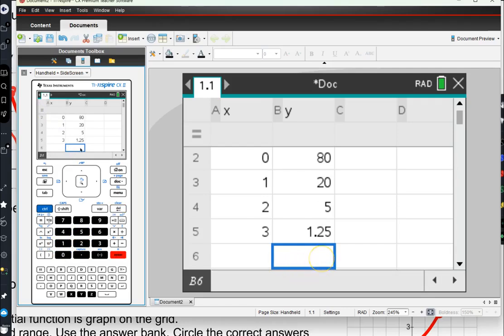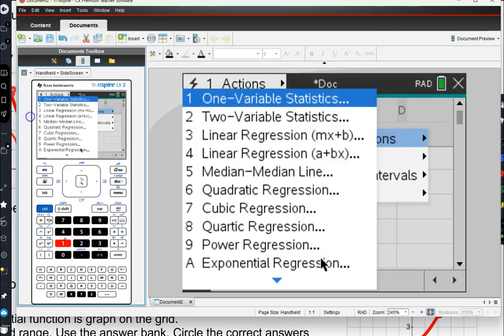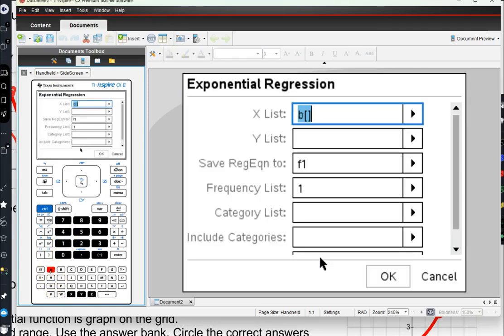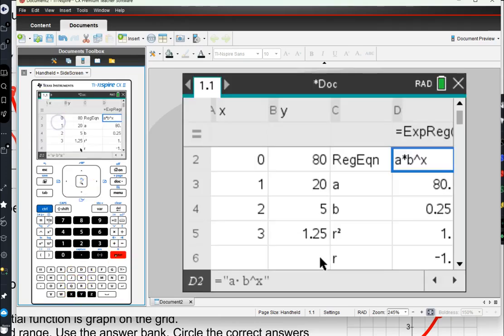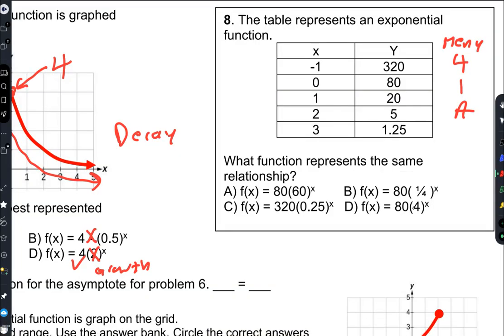My blue box is an open square. I'm going to do menu, statistics, stat calculations 1, and then exponential is A. So menu 41A. Then it's the same thing. X, down, Y, down, and hit enter. Boom. This is my A and my B. So my A is 80 and my B is 0.25.